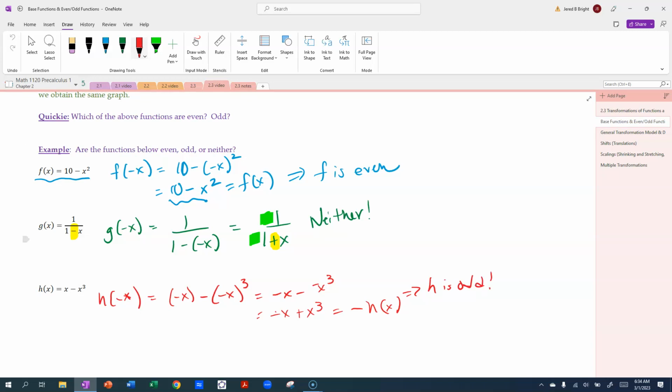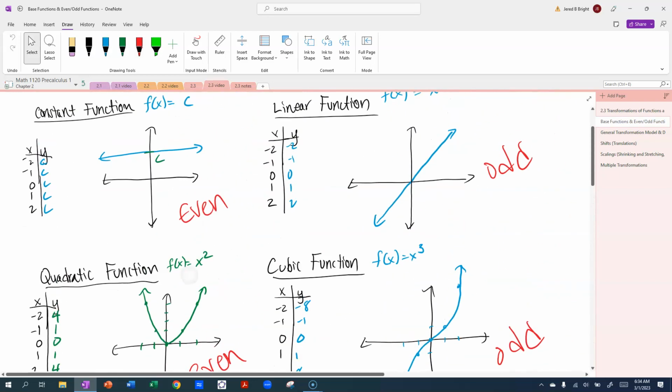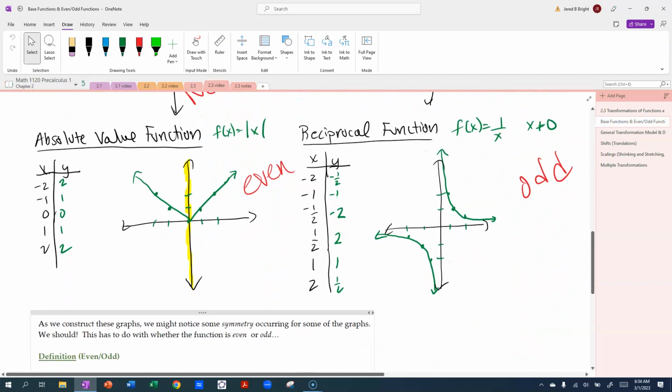So we'll see some more examples of this, but other than that, we can determine if a function is even or odd graphically, and again, make sure to commit these eight base functions to memory.